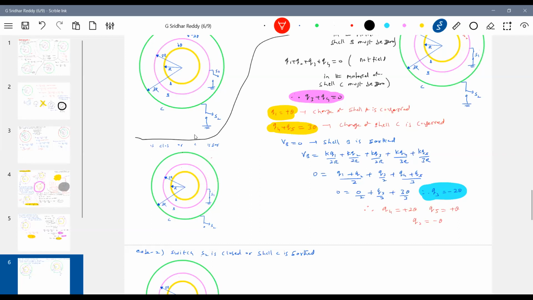What will be the final charges? We will write down all. Q1 is Q, Q2 is minus Q. Q3 is how much? Minus 2Q. Q4 is plus 2Q. Q5 is Q.